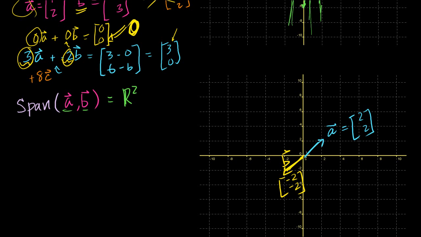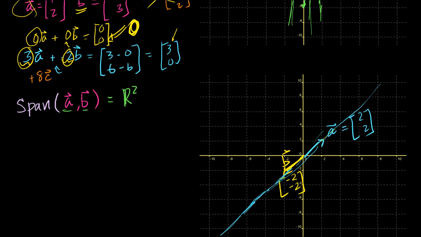Well, I can definitely scale a up and down to get anywhere on this line. And then I can add b to it. And b is essentially going in the same direction, just in the opposite direction. But I can multiply it by a negative and go anywhere on the line. So any combination of a and b will just end up on this line right here if I draw it in standard position. It'll be a vector with the same slope as either a or b, or same inclination, whatever you want to call it.